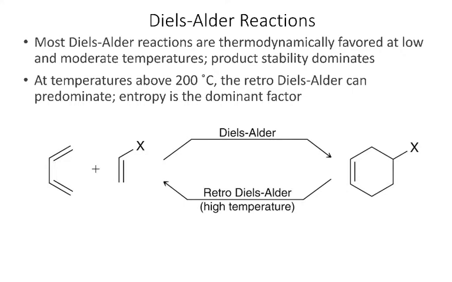So most Diels-Alder reactions are thermodynamically favored at low and moderate temperatures. When we get to much higher temperatures, talking like 200 degrees Celsius, the reverse reaction, or the retro Diels-Alder reaction, can predominate. And so at low temperatures, it's the stability of the products that dominates whether reactants or products are favored. And at high temperatures, it's the entropy that starts to dominate. We're going to spend the next couple slides talking more about that. But we can see on this slide, right, at low temperatures, we get the ring-forming reaction. At higher temperatures, we get the ring decomposition reaction, the retro Diels-Alder.